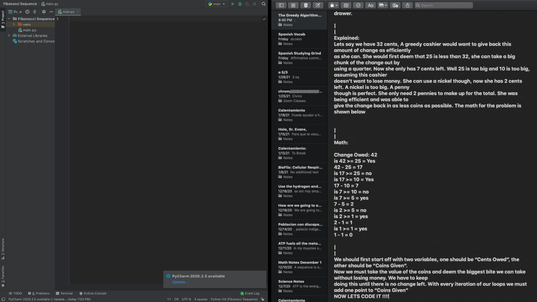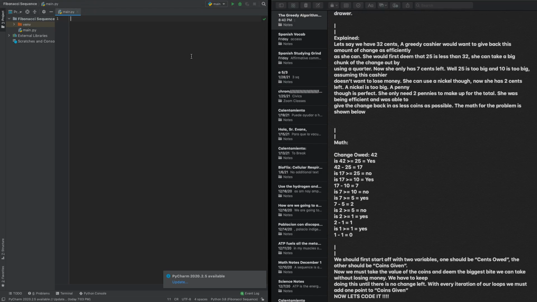Keep going down and down and down, right? It's a while loop. We just say while our cents are greater than 25, subtract them, and then keep going down. But while we do this, each time we iterate through the loop, we need to add 1 to our coins. So let's code it now.